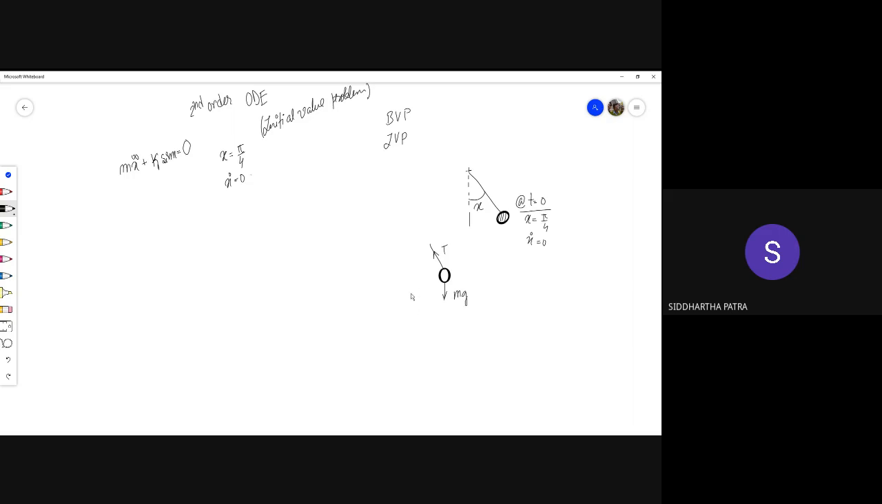But then if you solve the equation in two directions, one is the x direction, and this is the radial direction, right? So x is basically your theta. So this is the radial direction. If you take all the forces in the x direction, that would be minus mg sine theta. Sorry, this is sine of x.